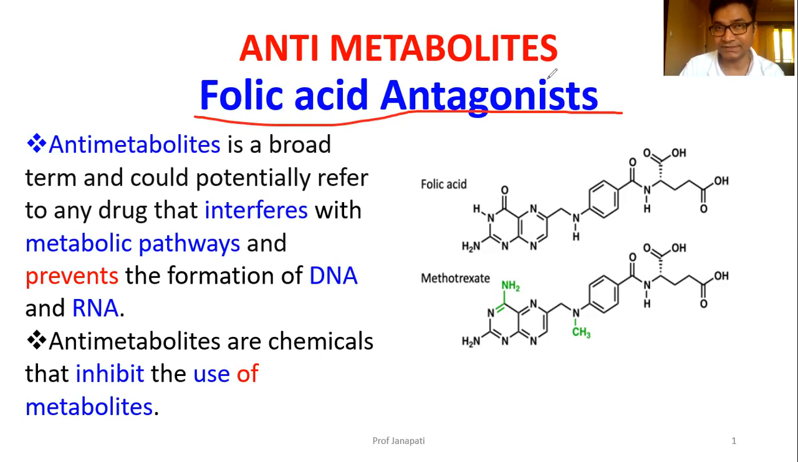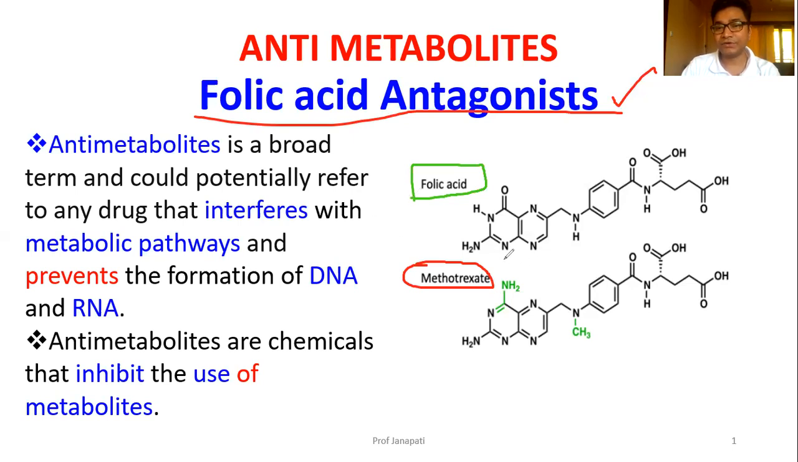So antimetabolites under cancer treatment, under that folic acid antagonists. What are the examples which we told? One of the prominent drugs is methotrexate. In the previous lecture, we have learned they block the metabolic pathway. They are antimetabolites. They have structural similarity. One of the prominent drugs is methotrexate. A natural one is folic acid.